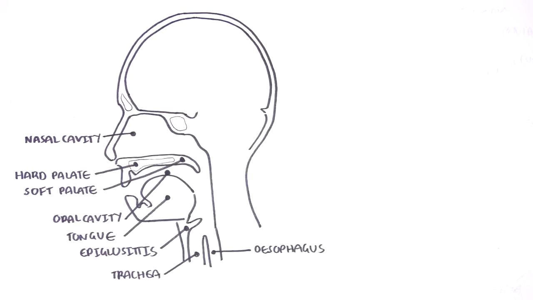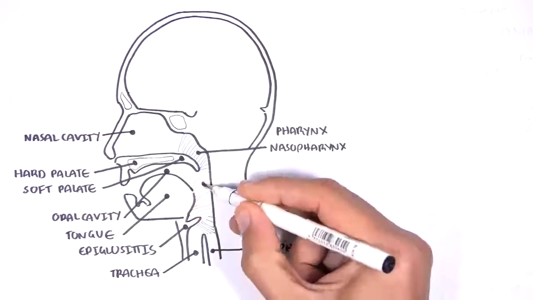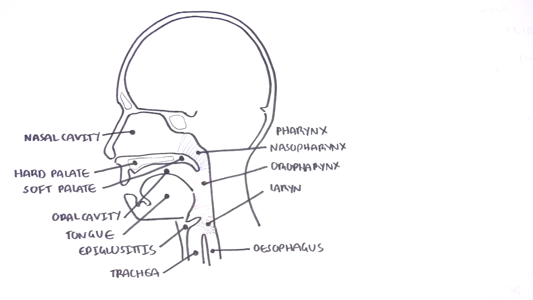The throat, I guess we can call the pharynx, and it can be divided into three parts. The very top is the nasopharynx, which is in line with the nasal cavity. The middle is the oropharynx, which is in line with the oral cavity. And the bottom is the laryngopharynx, where we have the larynx, essentially.